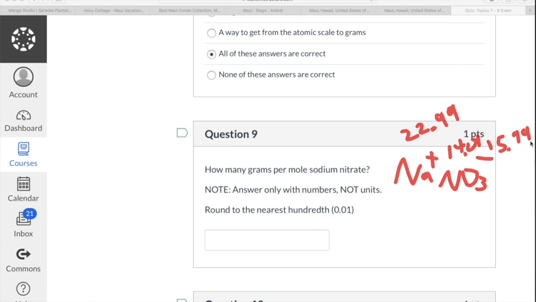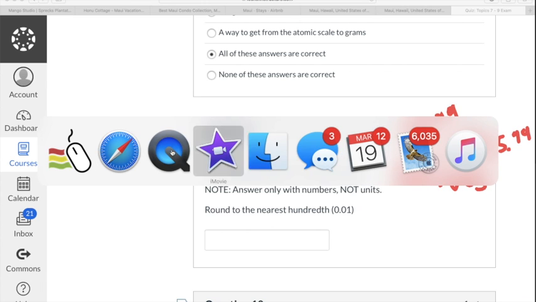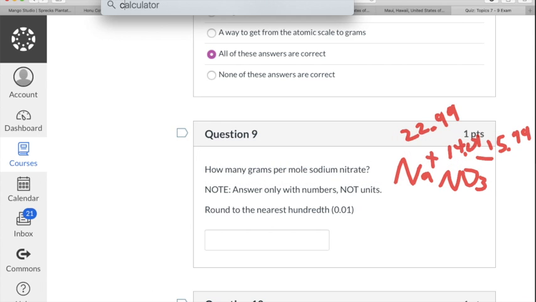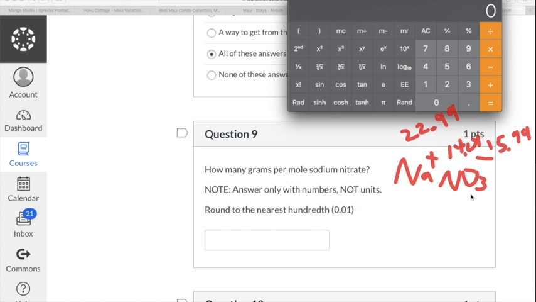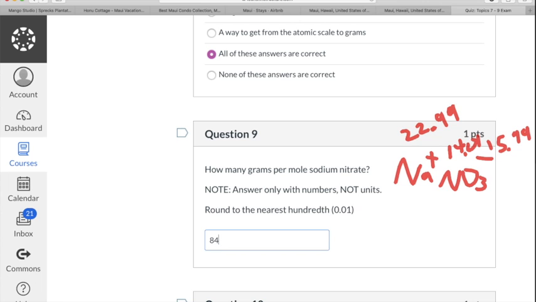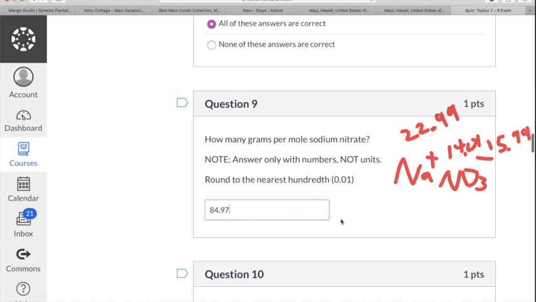I can grab out my handy dandy calculator. It looks like I have 3 oxygen, so I'll start with that. 15.99 times 3 plus 14.01 plus 22.99. That gives me 84.97. And it tells me to round to the nearest tenth, which I did.